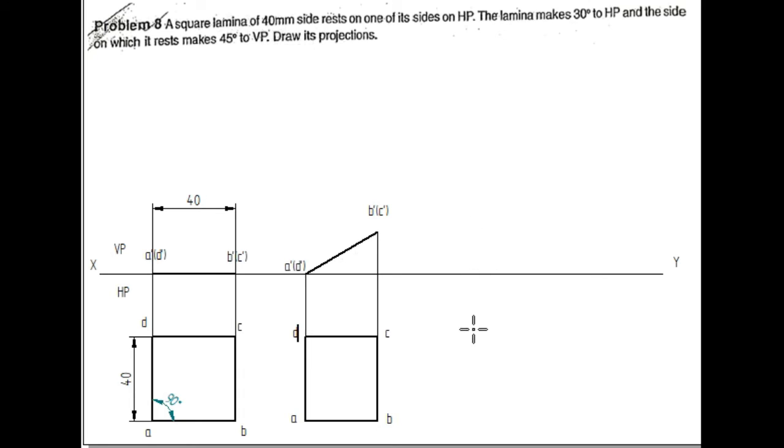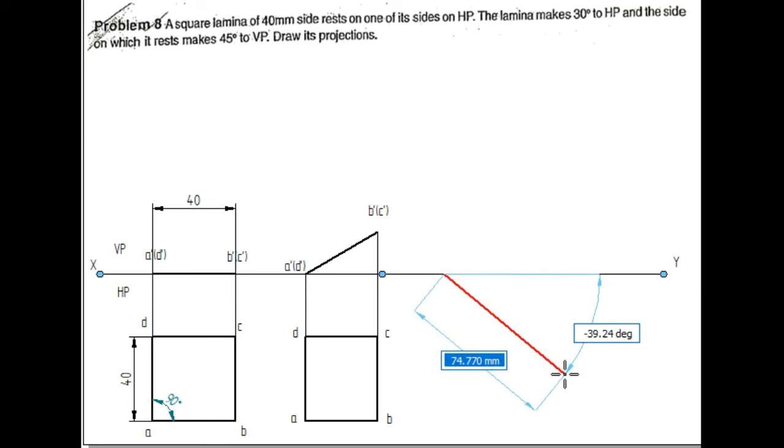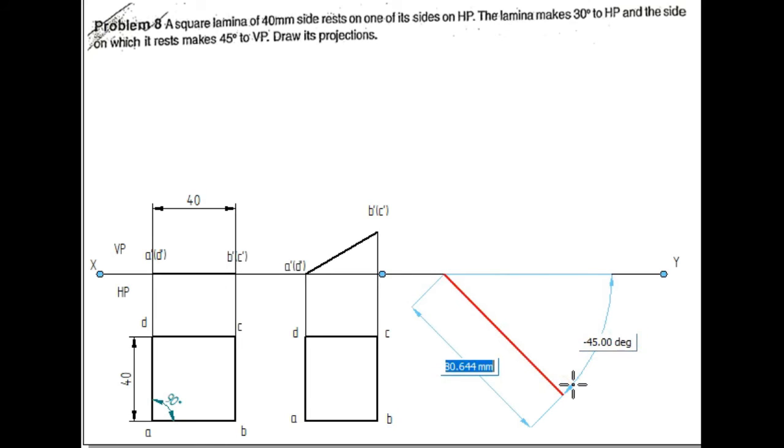Now the last position, the representation of the last position with respect to the line inclination. Here the side on which it rests makes 45° to VP. So I will draw a line at an angle of 45° of any length. The angle should be 45°.